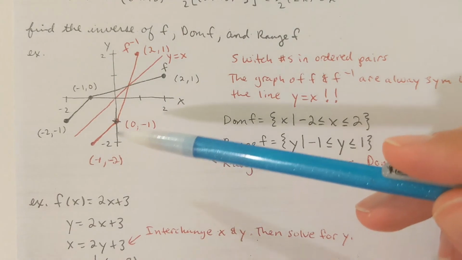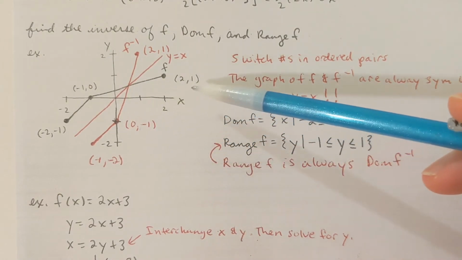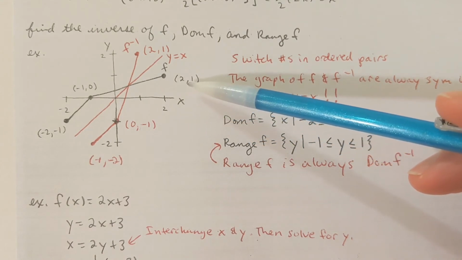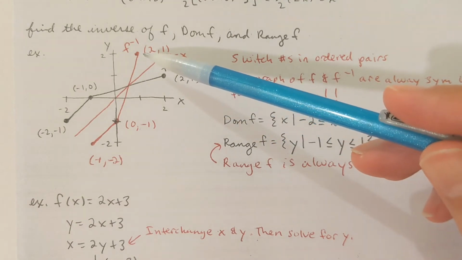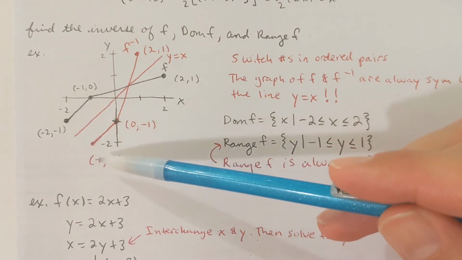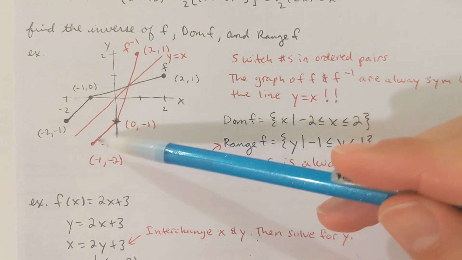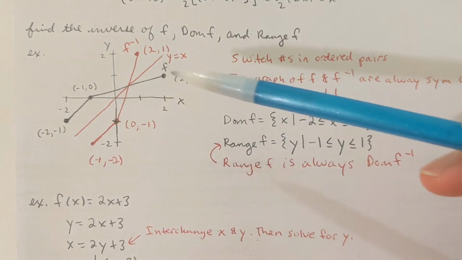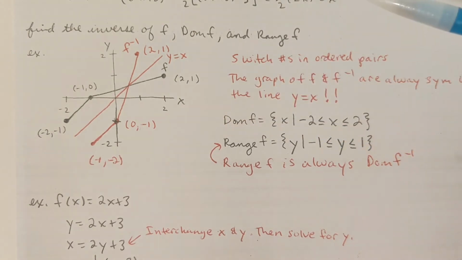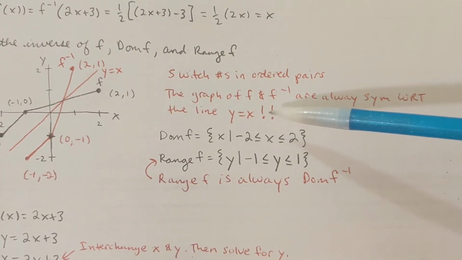Okay, the inverse, I would flip x and y and plot those new points. Okay, so let me do that. Here's 1, 2. Here's 0, -1. And here's -1, -2. Okay, and then I would draw these two line segments. Now notice how this graph is symmetric about the line y equals x. That will always happen. Whenever you graph a function and its inverse, they are always symmetric with the line y equals x.